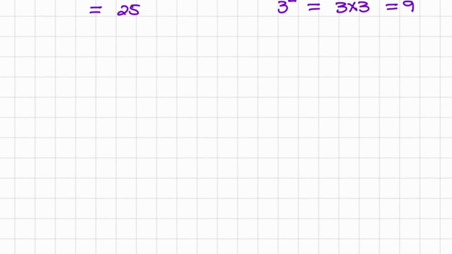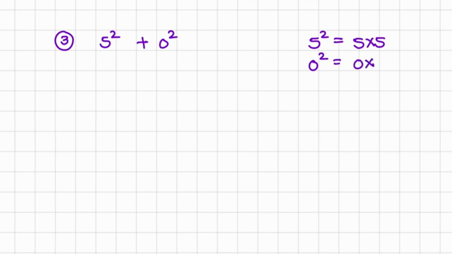But what happens if we use 0? So let us say we have 5 squared plus 0 squared. Now we already understand that 5 squared means 5 times 5, and 0 squared means 0 multiplied with 0. So even though 0 is raised to the power of something, that tells us how many zeros we need to have. So we need to have 2 zeros. So the result of 5 times 5 is 25, and the result of 0 times 0 is 0. Therefore, 25 plus 0 is equal to 25.